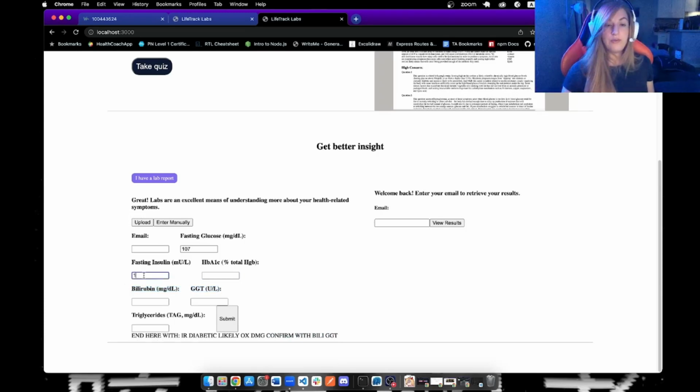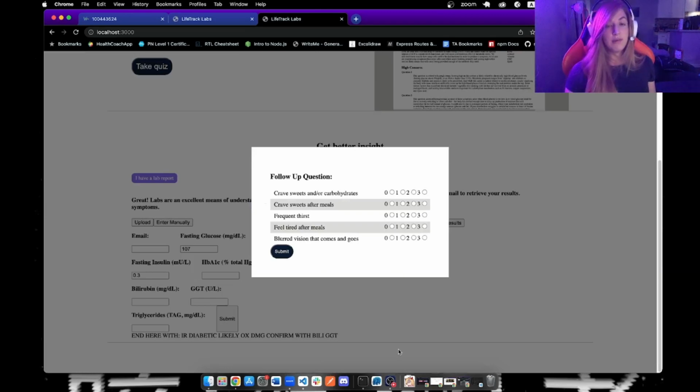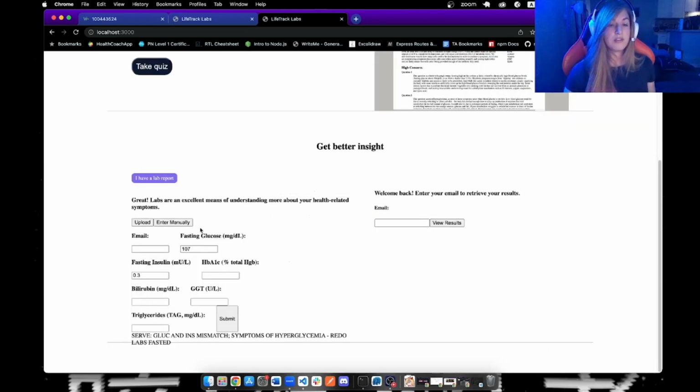If you leave out too few fields, or if the fields you entered don't make any logical sense, then you might be met with a follow-up question like a modal pop-up, in which you just answer the questions, and it will serve you a new response based on that lifestyle question. And so this one is saying glucose and insulin mismatch because these are incompatible values. You're showing symptoms of hyperglycemia from the lifestyle question that you filled out, but it's saying to redo your labs fasted because of this incompatibility.